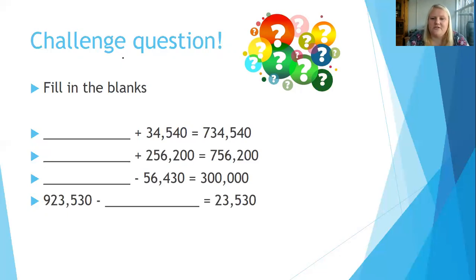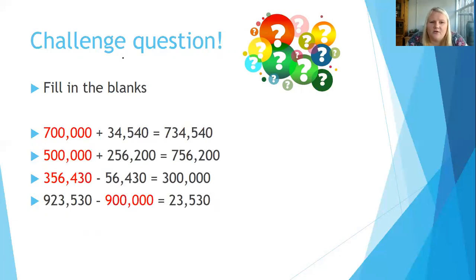Okay, hopefully you've had a chance to answer the challenge question and given yourself a go. Doesn't matter if you get it right or wrong, it's all about giving it a go with the challenge question. So let's see what the answers to today's challenge questions were. So we add 700,000 to 34,540 to get 734,540. We add, oh, I don't think that's right. Oh, I don't think we do add 500,000. Do you agree? Oh, do we add 500,000? Oh, yes, we do. Let's just check that.